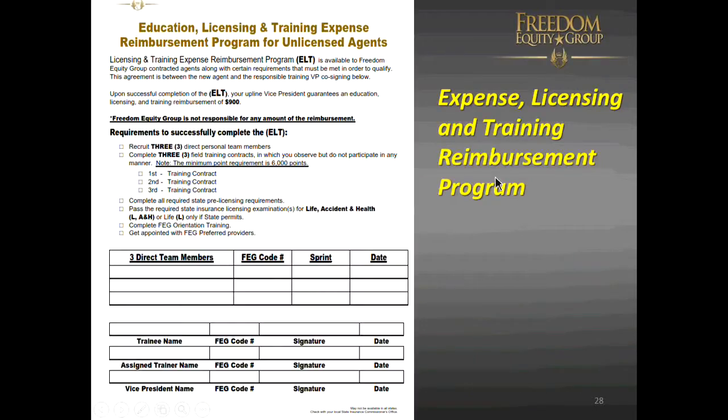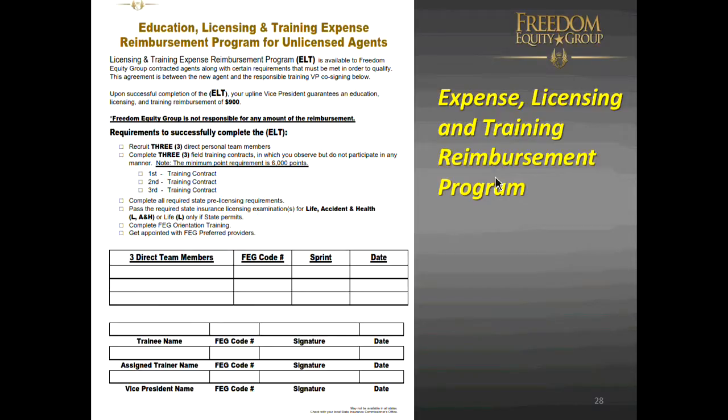And in the process, you're going to get reimbursed for any expenses that you incur. Here is our Education License and Training Expense Reimbursement Program for unlicensed agents. If you complete these 6 requirements, you will actually get a reimbursement from your trainer in the amount of $900.